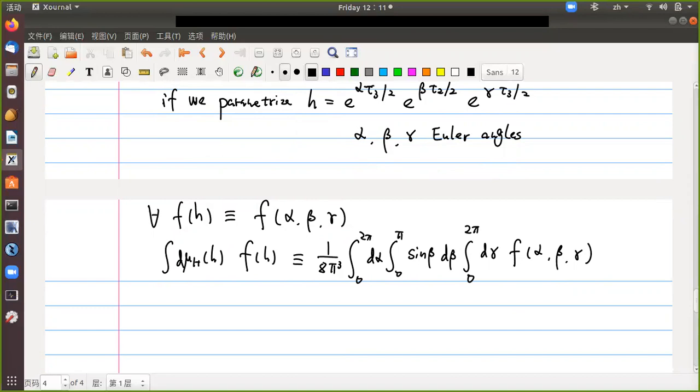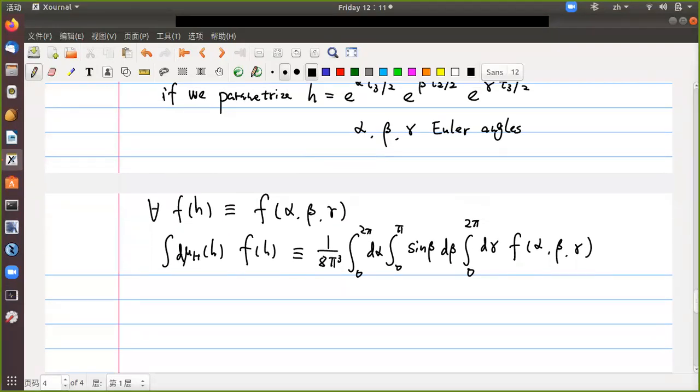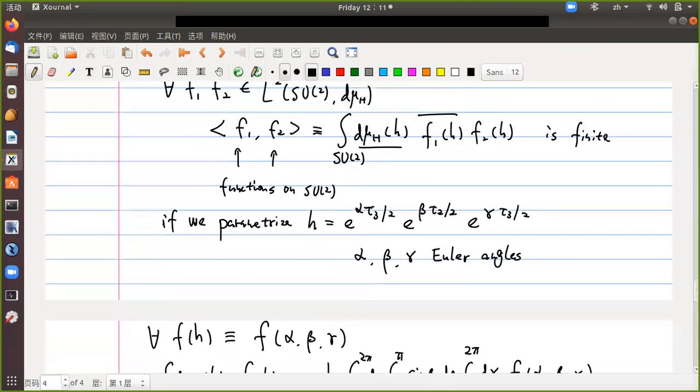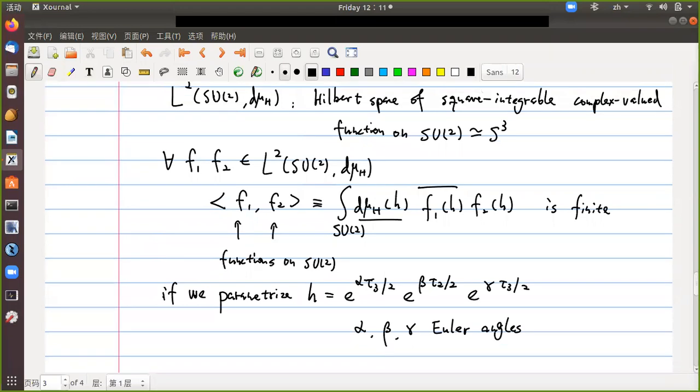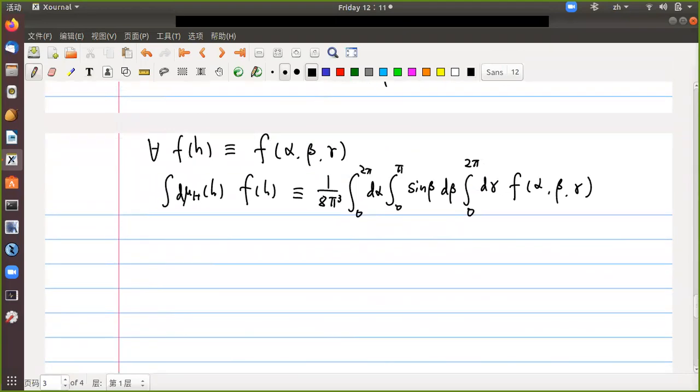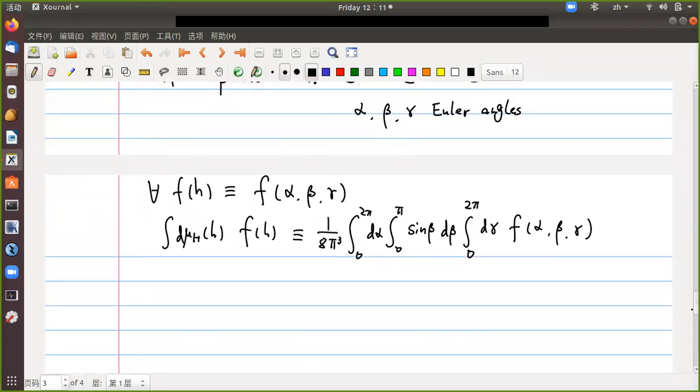Now this is the Haar measure, the Haar integral. This gives explicitly how to compute this integral. It's also clear what I mean by a square integrable function. This is on a single SU2. There's also some speciality of this Haar measure. Why do we use the Haar measure all the time on SU2? The reason is that it has some nice invariance.